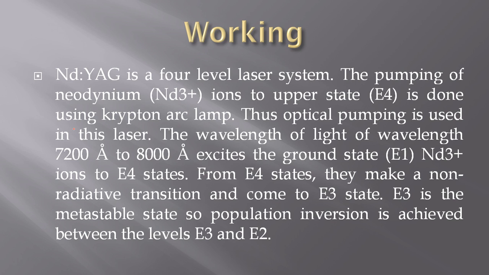Working. Nd YAG is a 4-level laser system. The pumping of neodymium ions to upper state is done using krypton arc lamp, that is, with the help of pumping source. Thus, optical pumping is used in this laser. The light of wavelength 7200 angstrom to 8000 angstrom excites the ground state E1 neodymium ions to E4 states. From E4 states, they make a non-radiative transition and come to E3 state. E3 is the metastable state, so population inversion is achieved between the levels of E3 and E2.